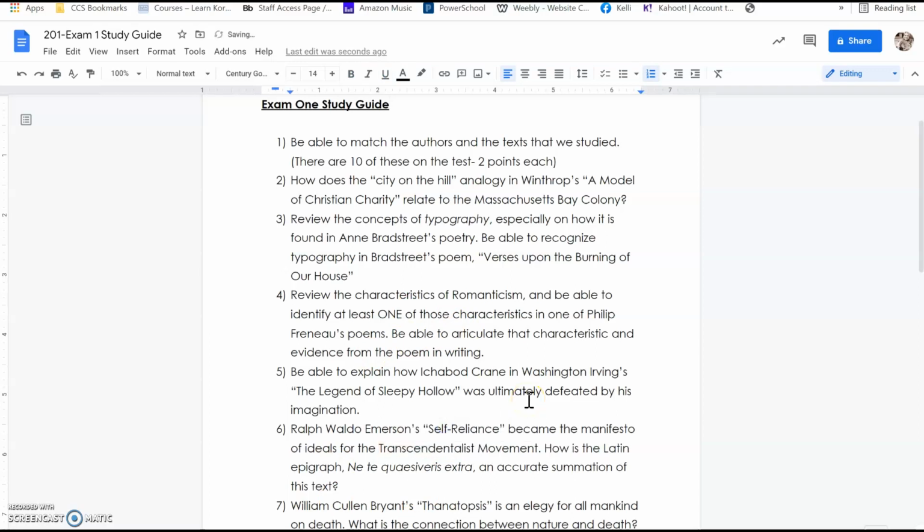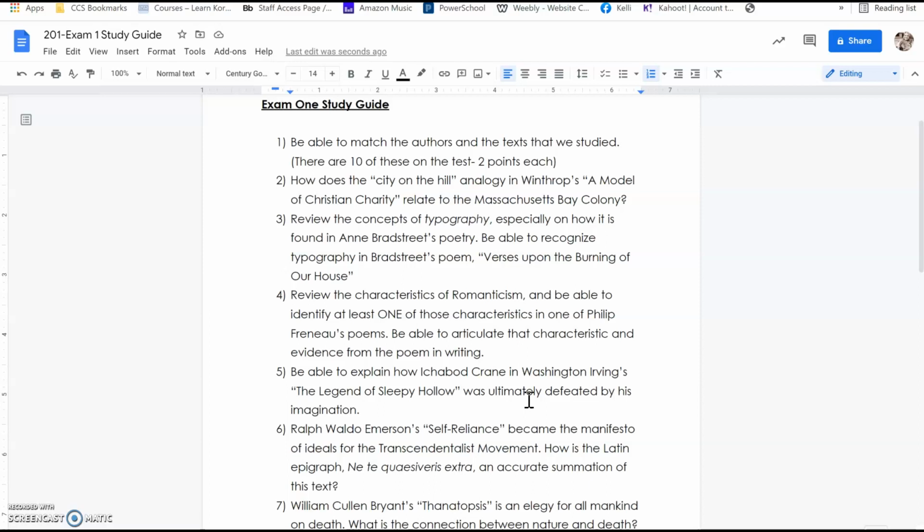He was ultimately defeated twice over by his imagination, one in regards to his relationship with Katrina Van Tassel, and second with his defeat from Brom Bones. So how was he ultimately defeated by his imagination? And I'm not really looking for a large response to these short answer kind of questions. A couple of sentences should be effective enough for you to get your point across.